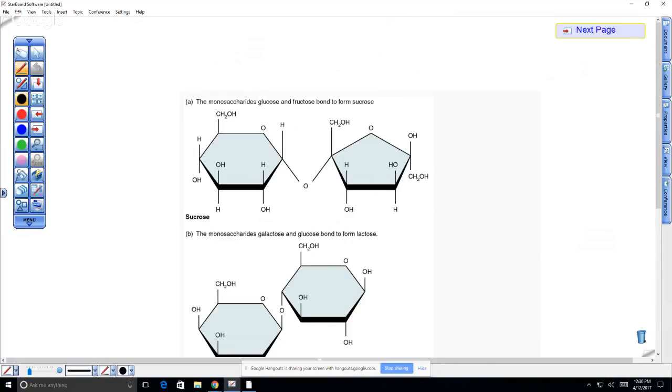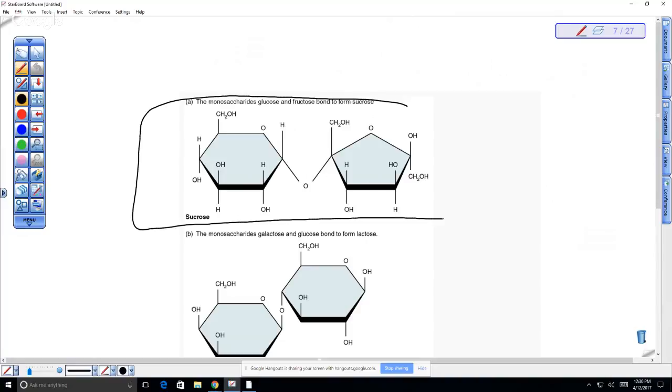So here's an example of a disaccharide. So this would be sucrose. So sucrose is another one. So sucrose is table sugar. And so it is fructose plus glucose.